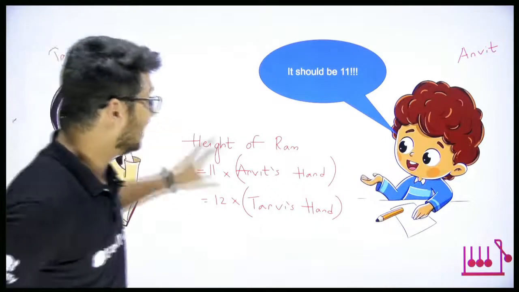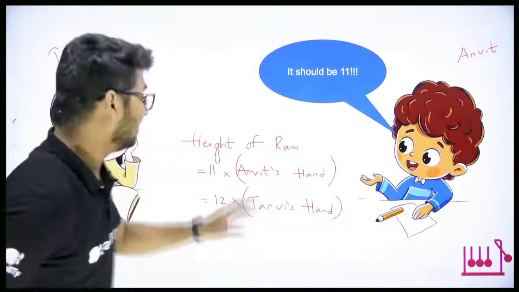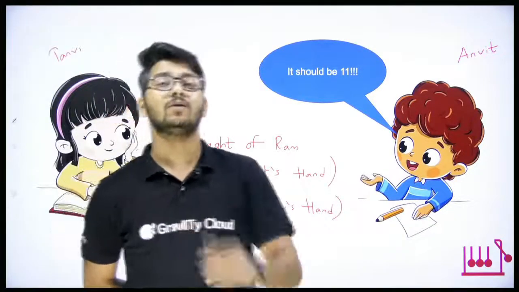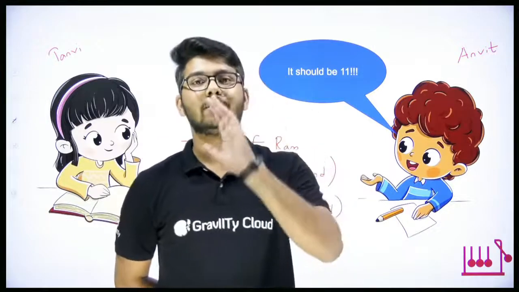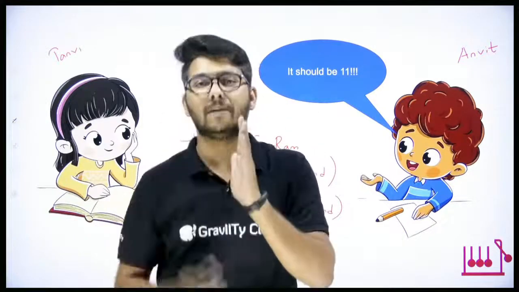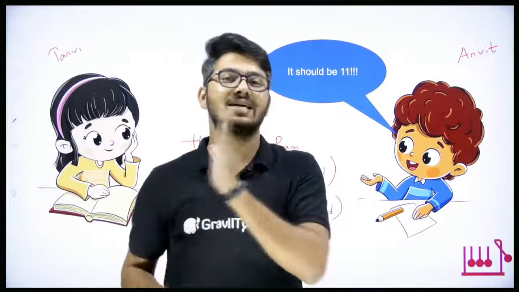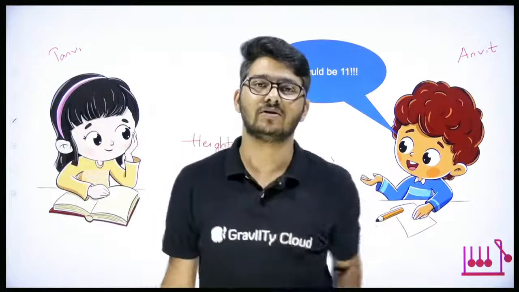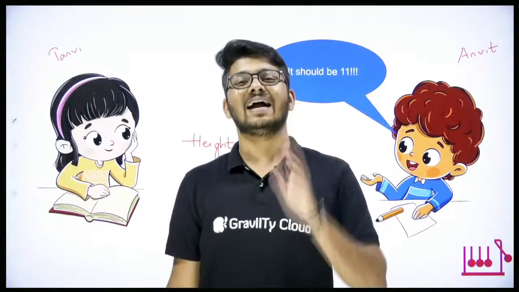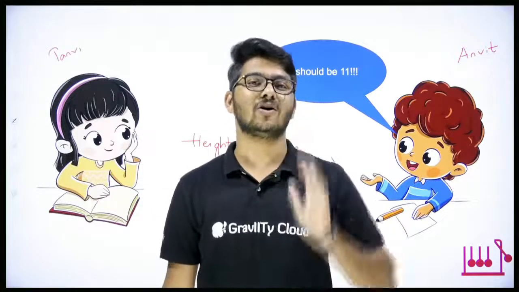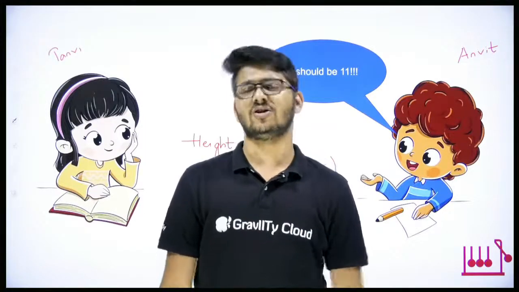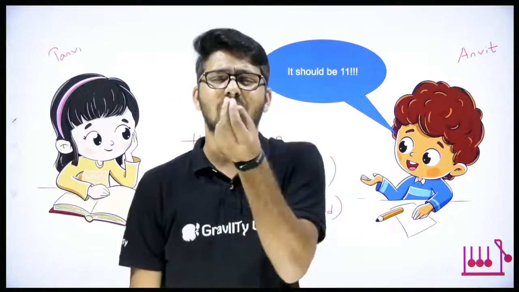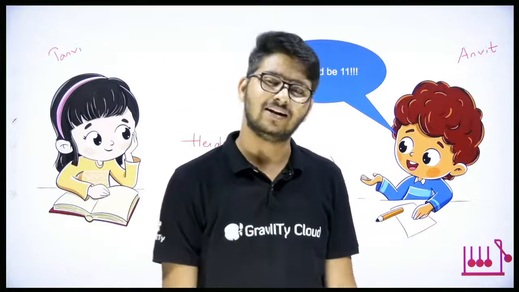The issue would be that the length of Anvit's hand and the length of Tanvi's hand need not be equal. It's simple, right? You can compare the length of your hand, the palm, with your neighbor. If you have any friend sitting with you, compare it with him or her. See whether they are equal or not. Mostly they will not be equal. If you're exactly of equal height, then they might be equal, but generally they won't. There might be a slight difference.